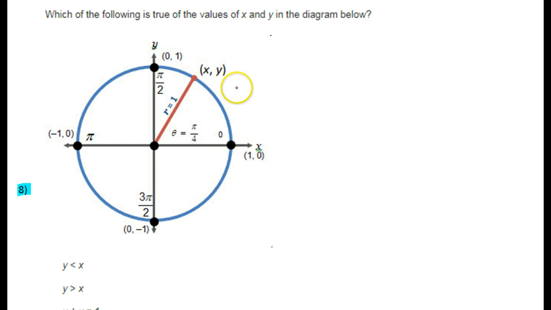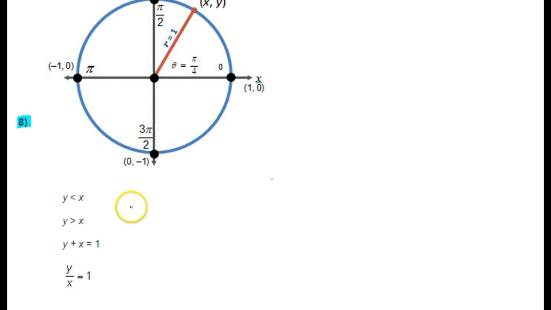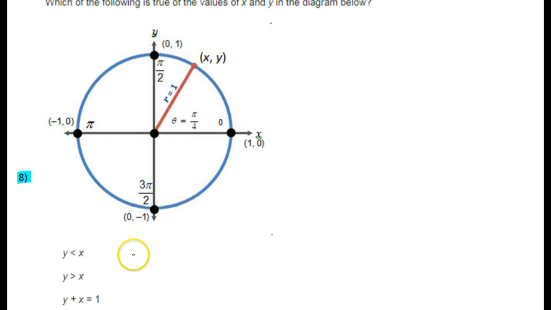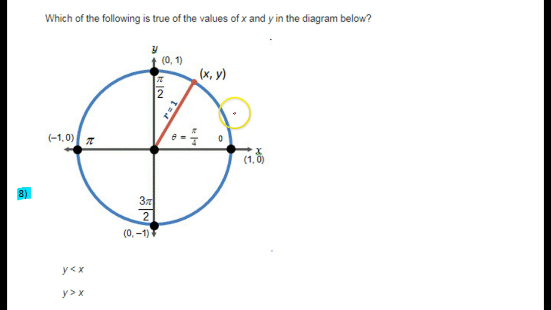For this problem, we're given the entire picture of a unit circle, including the coordinates of a point as x and y. But then we're being asked questions about x and y. Which is bigger? Do they both add up to 1? If you make a fraction out of them, do they equal 1? Things like that. It would really be helpful if we knew what x and y were. And we kind of do.